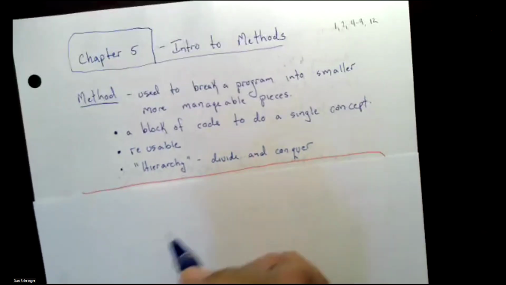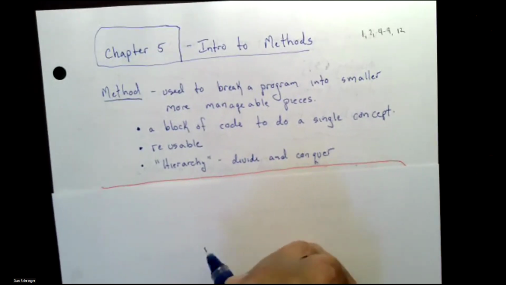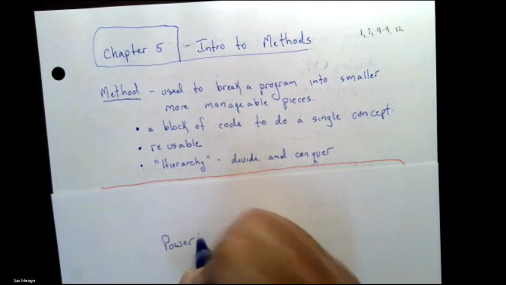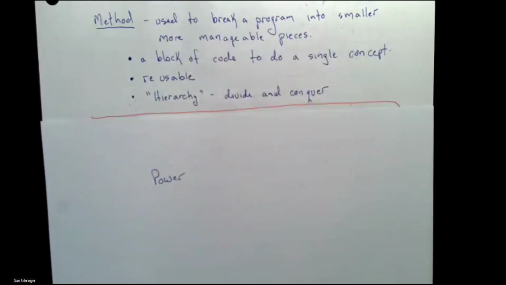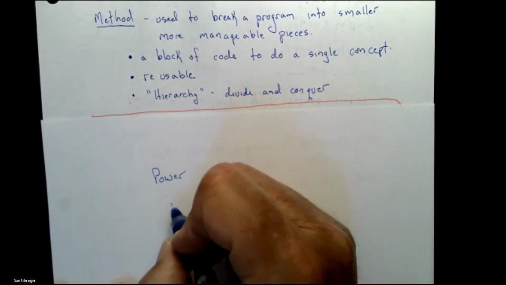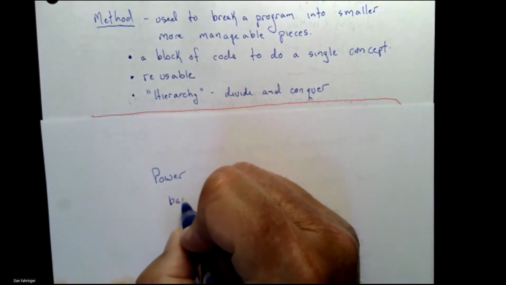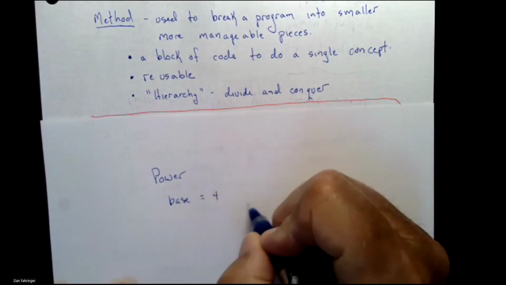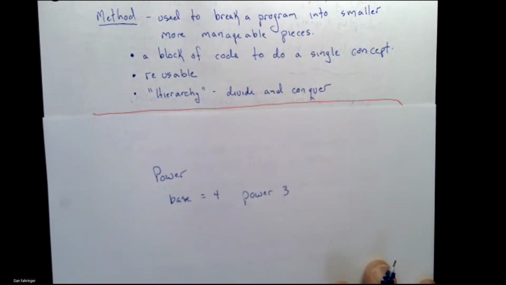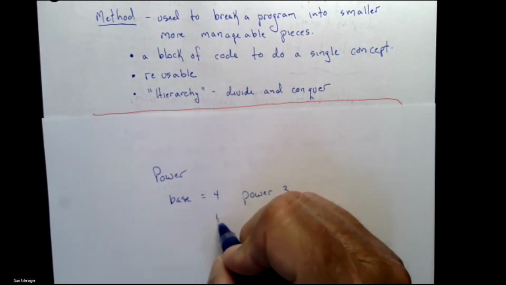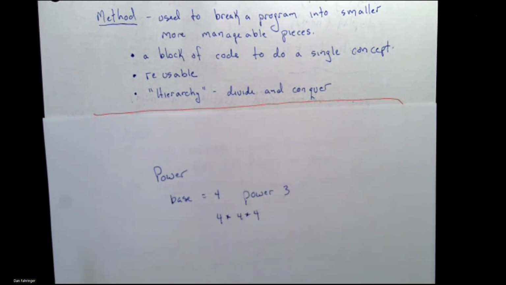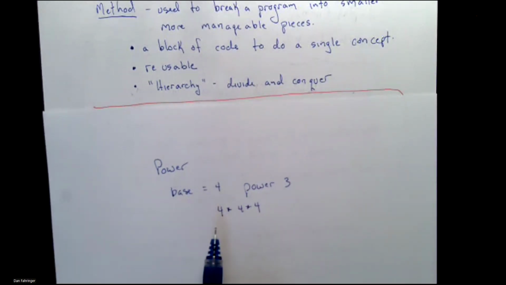What about this one? If I said, hey, go write a block of code and we're going to call it power. What's that mean? Well, if I said, I want you to have a base of 4 raised to the power of 3, how would you do that? Well, that's 4 times 4 times 4. I just want the answer 64. I don't need to know how to do the work.